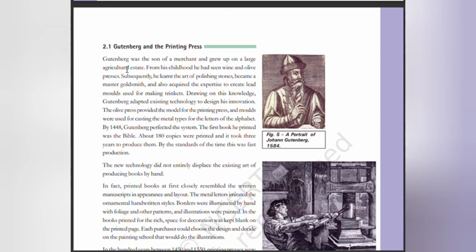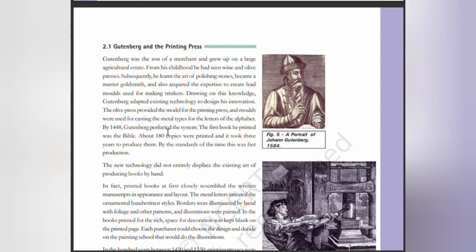Gutenberg and the printing press. Gutenberg was the son of a merchant and grew up on a large agricultural estate. From his childhood, he had seen wine and olive presses. Subsequently, he learned the art of polishing stones, became a master goldsmith, and also acquired the expertise to create lead molds used for making trinkets. Drawing on this knowledge, Gutenberg adapted existing technology to design his innovation. The olive press provided the model for the printing press, and molds were used for casting the metal types for the letters of the alphabet.